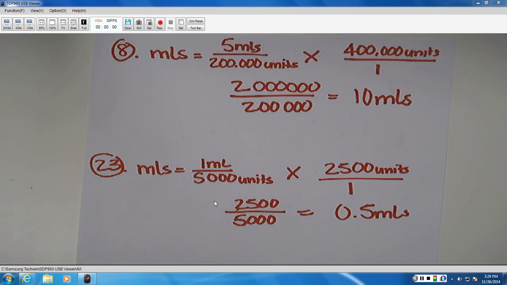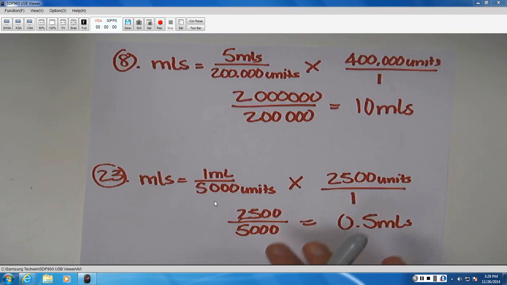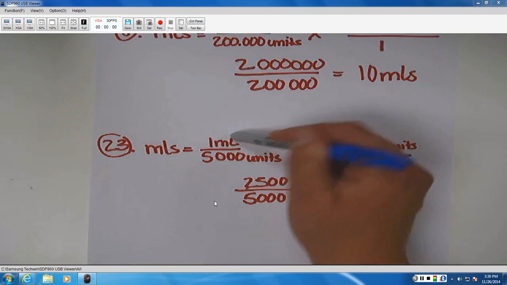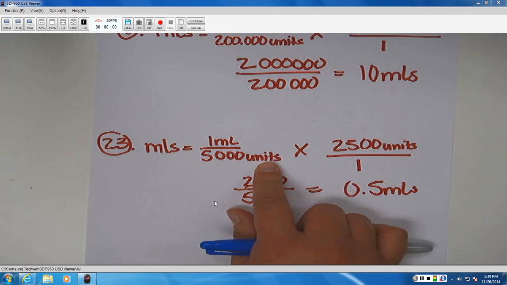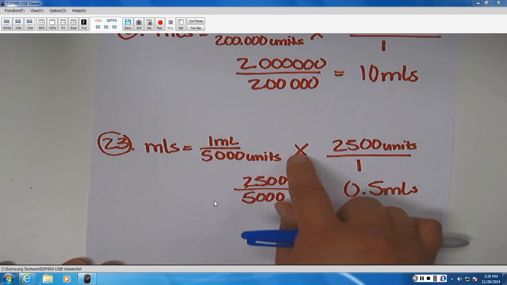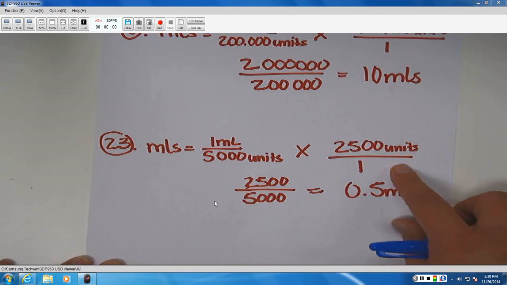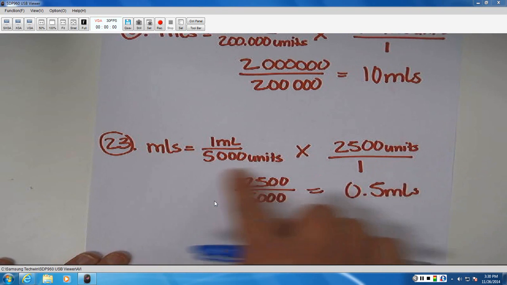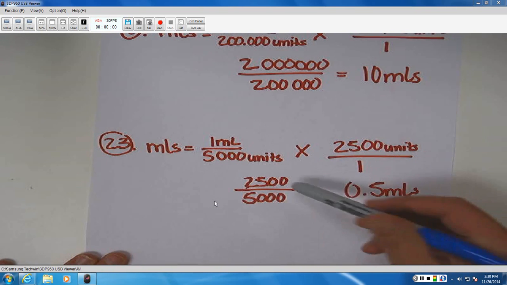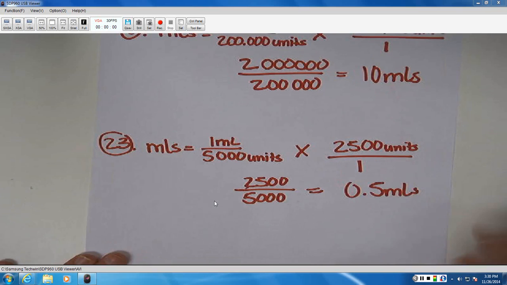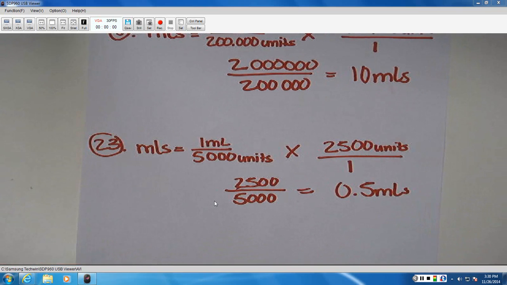Well, my dose on hand is I have 5,000 units per ml. So here I have 1 ml, and it equals 5,000 units. That's my dose on hand. My doctor wants me to give 2,500 units. So 2,500 units is what my doctor has ordered. So this is how you set up your equation. Now I'm just going to multiply straight across the board, and I get 2,500 over 5,000, which ends up being 0.5 or half of an ml.